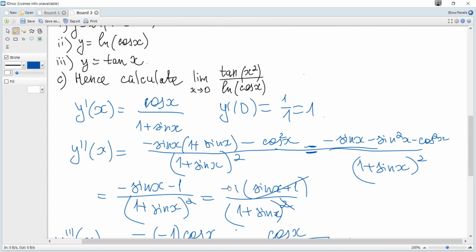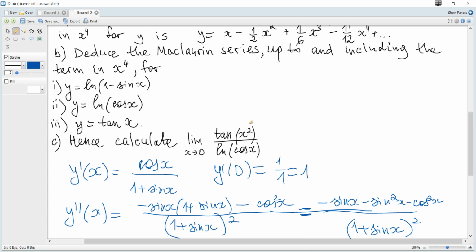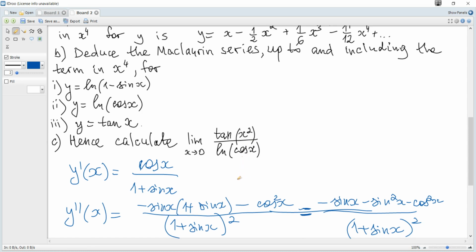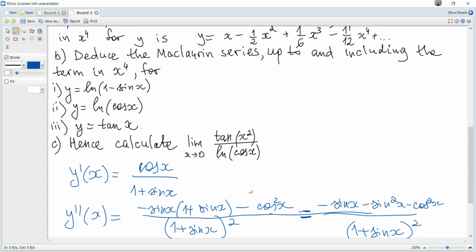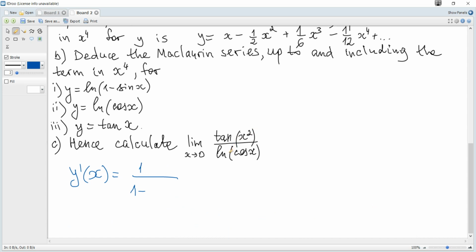So the next question, deduce the Maclaurin series up to and including the term in x to the power of 4 for the next functions. y is ln of 1 minus sine x. So we have the Maclaurin series for ln of 1 plus sine x, but we need it for ln of 1 minus sine x.